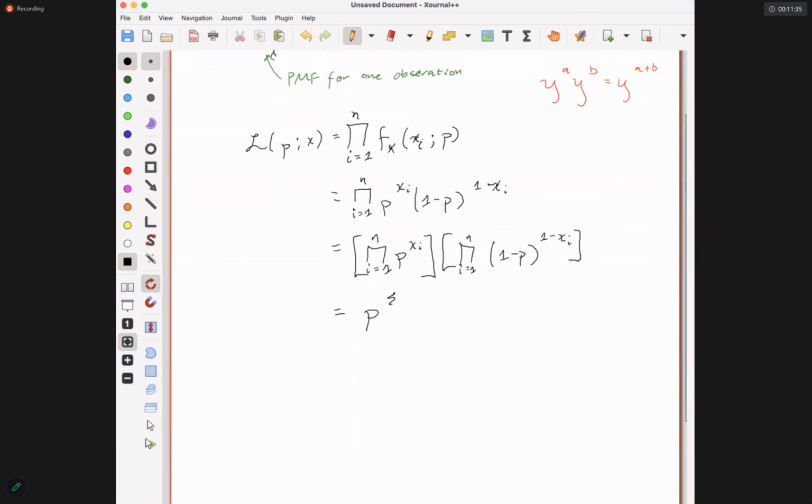So here we'll have p to the power of the sum from i equals 1 to n of xi, times 1 minus p to the sum of 1 minus xi from i equals 1 to n. But how can we simplify this exponent here?